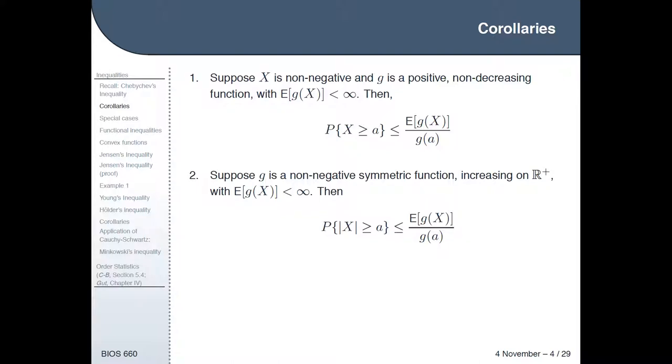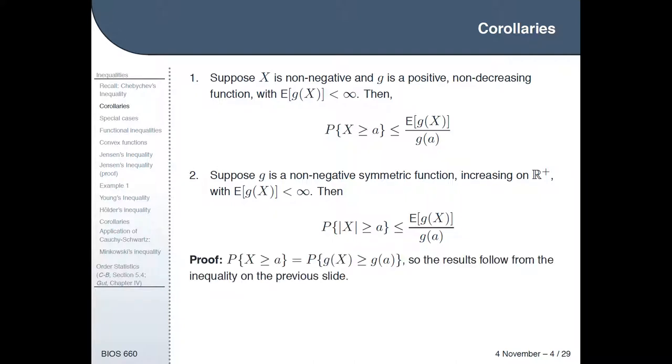And if g is a non-negative symmetric function that's increasing on R plus, that is, the positive real numbers, then the probability the absolute value of x is greater than or equal to a is once again less than or equal to the expected value of g of x over g of a. And to prove this, you just note that if g is a non-decreasing or increasing function, then the probability that x is greater than or equal to a is going to be equal to the probability that g of x is greater than or equal to g of a. So then just use the inequality on the previous slide, and both of those results fall out.